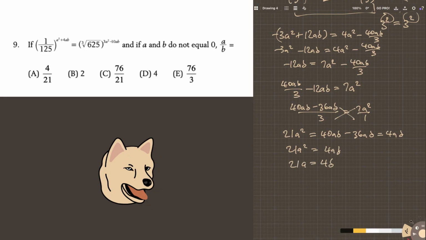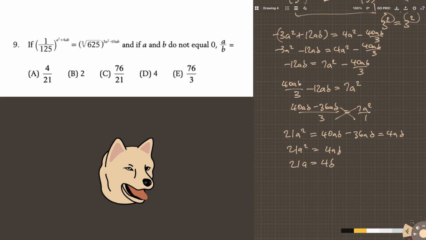And now, in the original problem, we wanted to find the value of a over b. So let's do that. Divide both sides by b. We get 21a over b is equal to 4. And then finally, dividing both sides by 21, we get a over b is equal to 4 over 21. So our answer here is a.